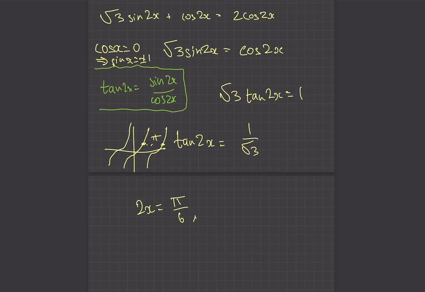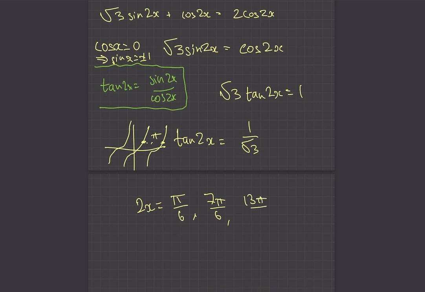So if we add pi, we're going to get 7 pi on 6. If we add again, that's going to be 13 pi on 6. It's always good to add a couple more solutions. And because it can't be less than 0, these are the only ones we should be looking at. Then divided by 2, we get pi on 12, 7 pi on 12, 13 pi on 12. Now I just added this 13 pi on 6, or 13 pi on 12, just to show you that it's always good to have a check.